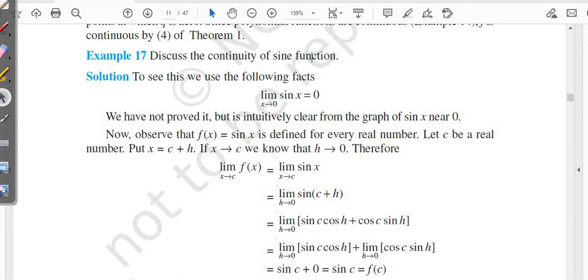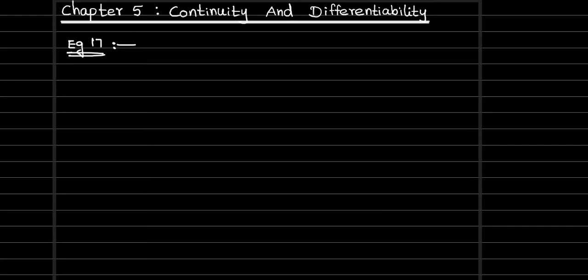Now, we will see what is given in the question. Example 17. Discuss the continuity of sine function. So, here they are asking us to discuss the continuity of the sine function. Since it's a sine function, in terms of x we will take it. So, let f of x equal to sin x.